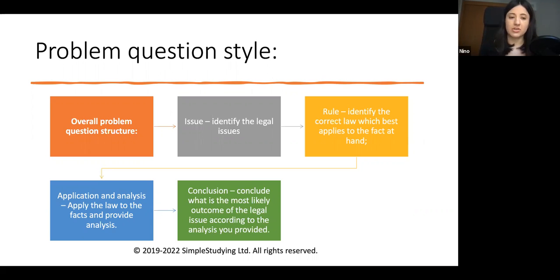Then you apply the law to the facts of the case and you provide analysis. Finally, you need to conclude what would be the most likely outcome of this case, the problem question scenario that has been given to you.